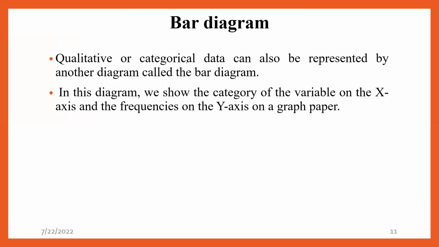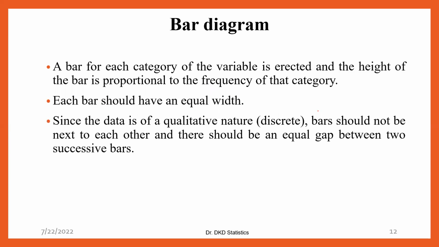Qualitative bar diagram. So how to create the bar diagram? Qualitative or categorical data can also be represented by another diagram called the bar diagram. In this diagram, we show the category of the variable on the x-axis and the frequency on the y-axis on a graph paper, and a bar for each category of the variable is erected, and the height of the bar is proportional to the frequency of that category, and each bar should have an equal width.